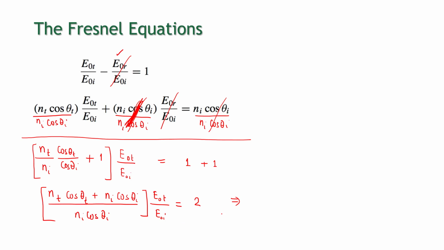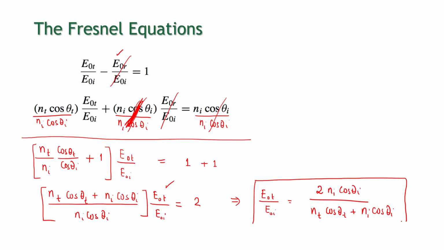Now what should I do to get this, because this is what I want to get? Yeah, just take this thing to the right, right? So if I do that, I get 2 ni cosine theta I over nt cosine theta t plus ni cosine theta I. So that's the ratio of the amplitude of transmitted electric field and incident electric field.